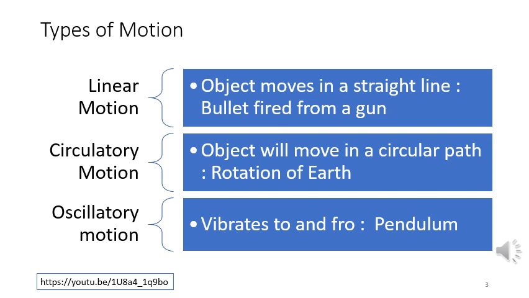In this lesson, we are going to talk at length about linear motion, where an object moves along a straight line, like a bullet fired from a gun. But other than that, there are a few other types of motion, like circulatory motion, where the object moves in a circular path continuously, or oscillatory motion, where the object moves to and fro like a pendulum. Again, the reference point has to be there. In all three types, there has to be a reference point to describe or to comment on the state of an object.